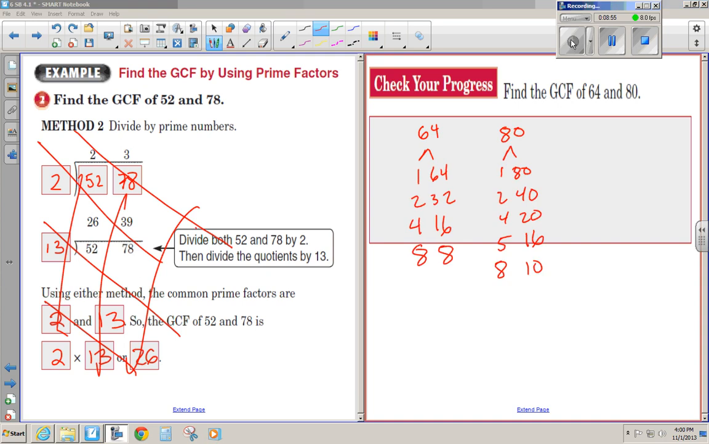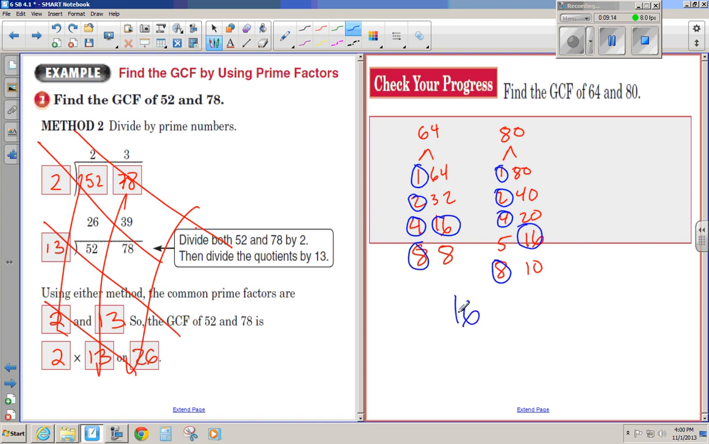All right, so I went ahead and paused the video. I wrote down all of the factors of 64 and 80. These are all the different possible factors of them. Now the common factors are 1, 2, 4, 8, 16. The greatest of them is 16. So this is a way to find the greatest common factor.